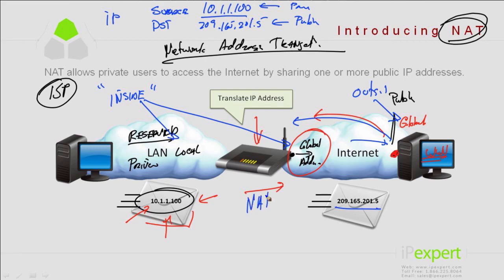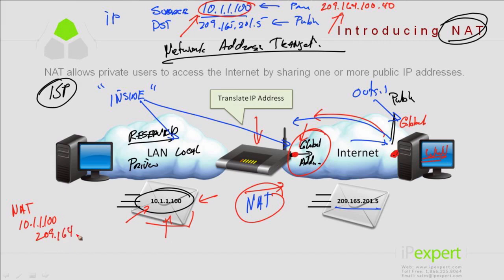The moment I start using NAT, I can actually change the contents of my header. So let's look at it like this. What would happen if I took this IP address right here and replaced it with the IP address that the service provider gave me? That service provider address may be something like 209.164.100.40. So using NAT, I'm going to translate my private address to a public address that's physically assigned to my device. And I'm going to make a record, a note that says I translated 10.1.1.100 to 209.164.100.40. And then I'm going to send that on its merry way.